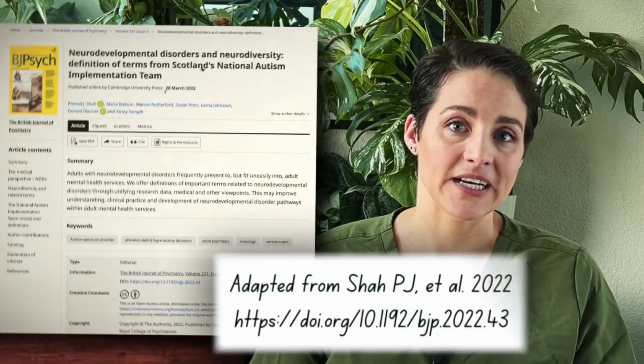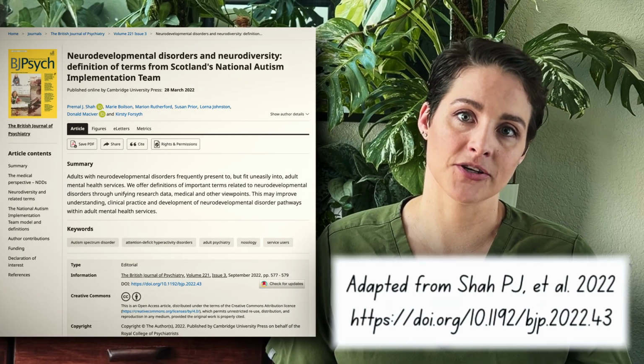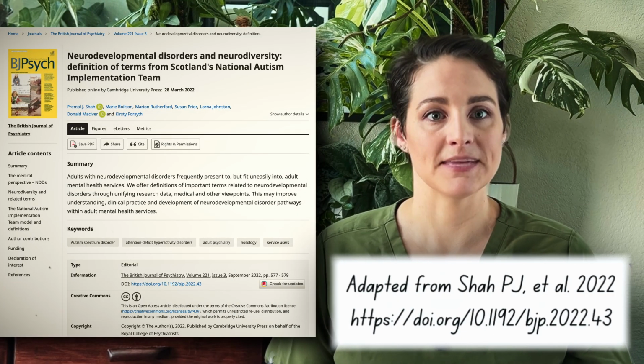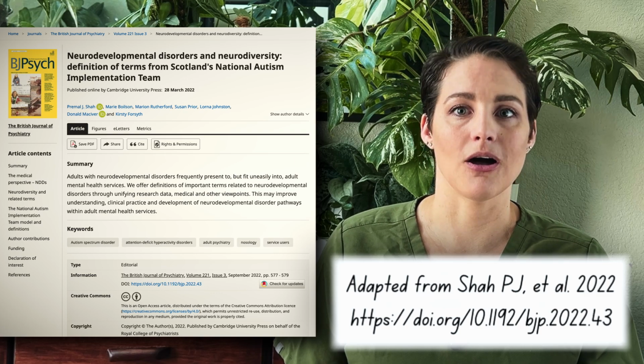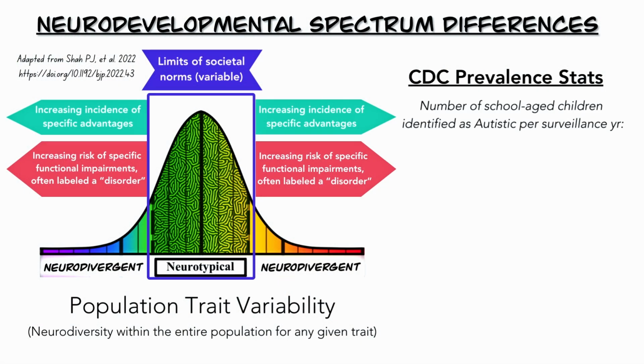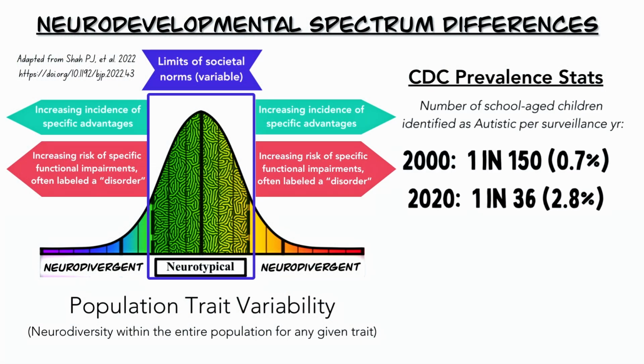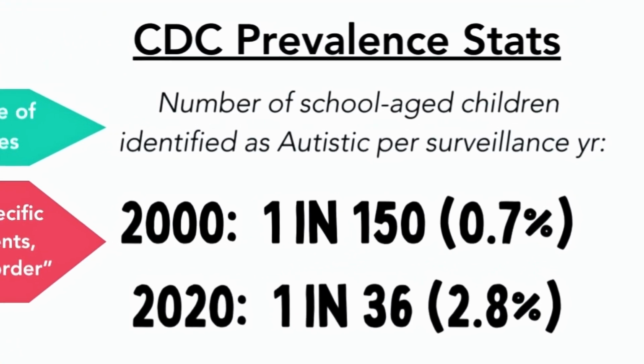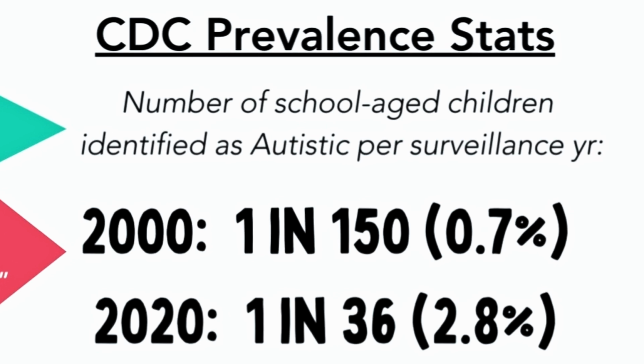I wanted to note that I adapted this figure from the Scotland National Autism Implementation Team's 2022 editorial article on neurodevelopmental disorders and neurodiversity definitions. Over here on the right, I just listed a couple stats from the CDC. The oldest autism surveillance data that they have listed is from 2000, and at that time, only 1 in 150 school-aged children were identified as autistic, or less than 1% of the population.